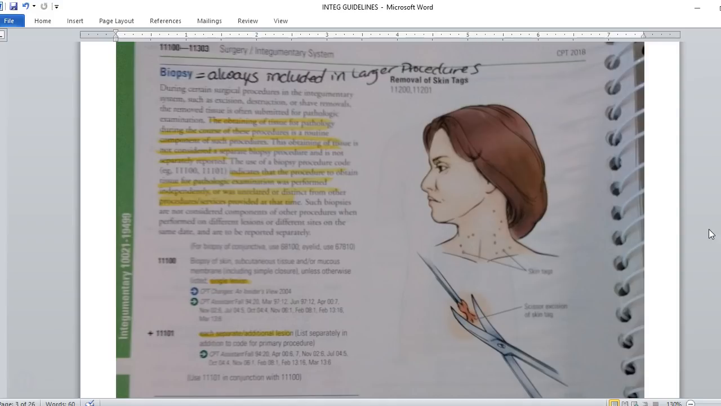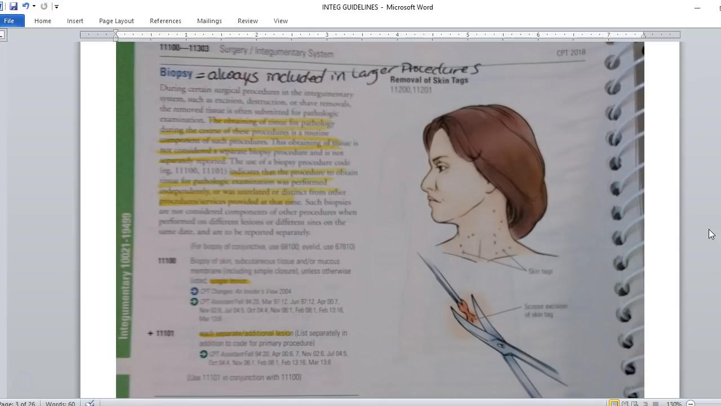So this goes for all of surgery. Unless we are destroying the tissue by doing a destruction procedure, we are always going to send a piece of tissue or sometimes tissues to pathology to confirm whether or not the tissue is benign or malignant, okay, cancerous or not. But if all we're doing is the biopsy, then we can use this code, and that's what it tells us. To use the biopsy procedure codes 11100 and 11101 indicates the procedure to obtain tissue for pathologic examination was performed independently or was unrelated or distinct from other procedures or services provided at that time.